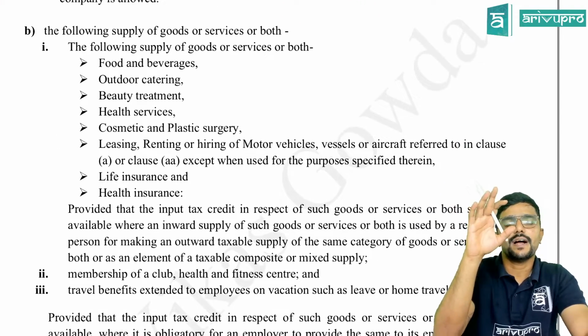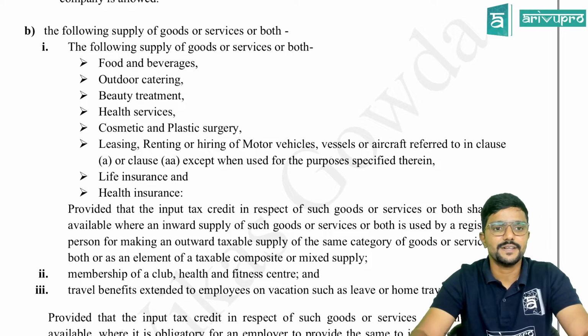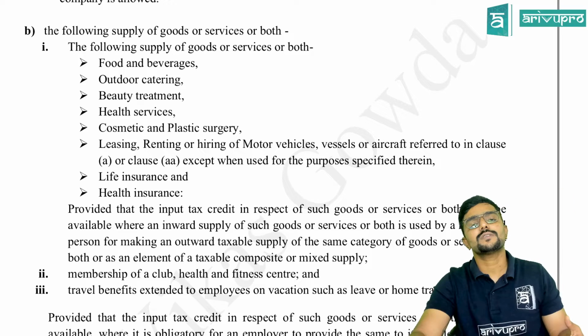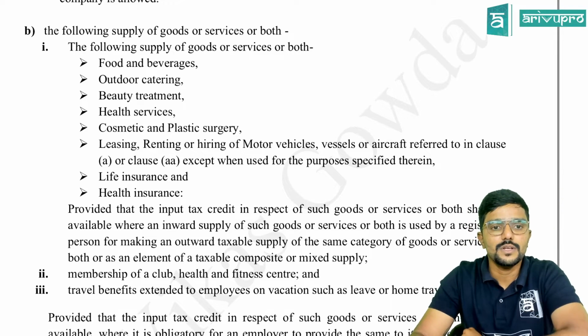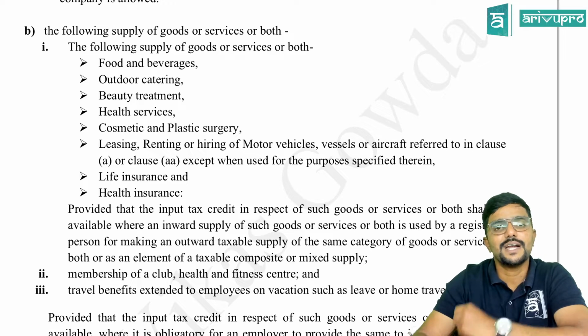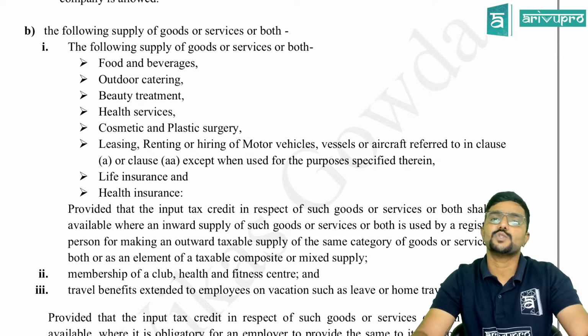So A, AA and BB are connected and related. So you guys can study it together as it is interconnected. Next, B is different. The following supply of goods or services or both means for the following goods or services, credit is not available, guys. That is food and beverages, outdoor catering, beauty treatment, health services, cosmetic and plastic surgery, leasing, renting or hiring of motor vehicles, vessels or aircraft referred to in clause A or clause AA, except when used for the purposes specified therein, life insurance and health insurance. So for the following input services or inward inputs, the credit is not available, guys.